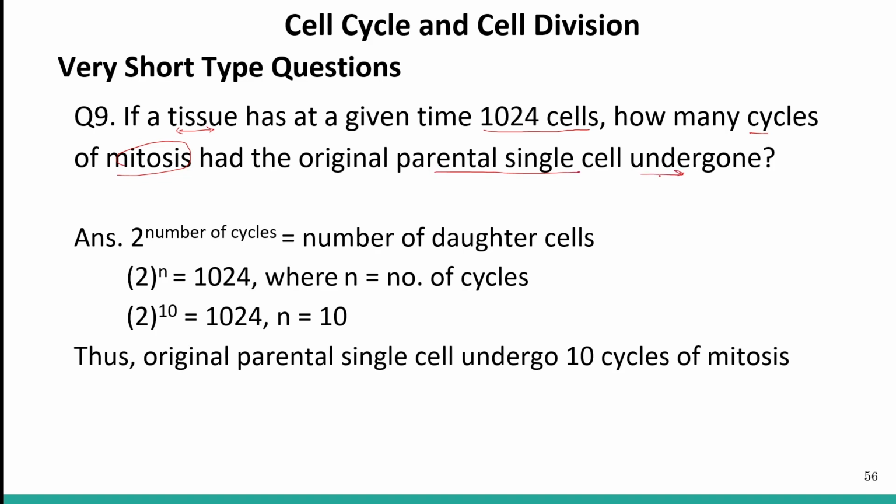So now you have to remember that one cell, after division, or you can say after mitosis, gives rise to two cells which are genetically similar to each other. One cell gives rise to two cells.